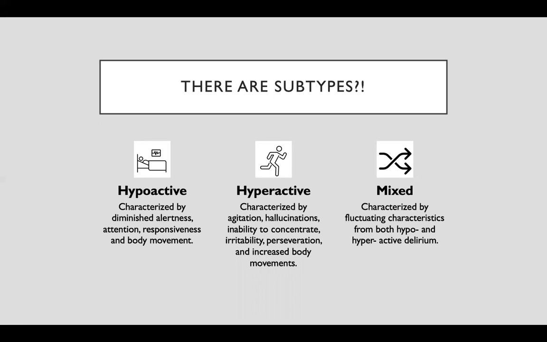Hypoactive delirium is characterized by drowsiness, decreased movements, they can't keep their eyes open and have trouble maintaining attention. And mixed delirium has characteristics of both hypoactive and hyperactive delirium. This subtype fluctuates a lot between the two.